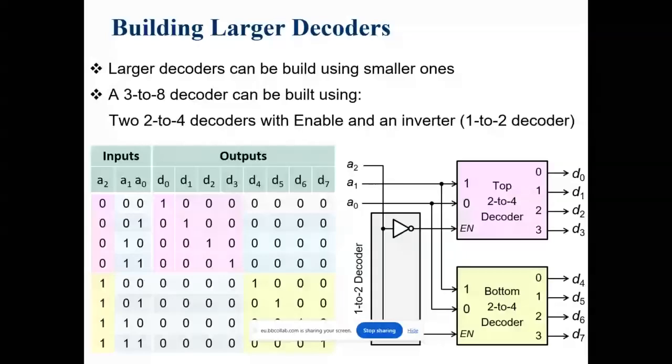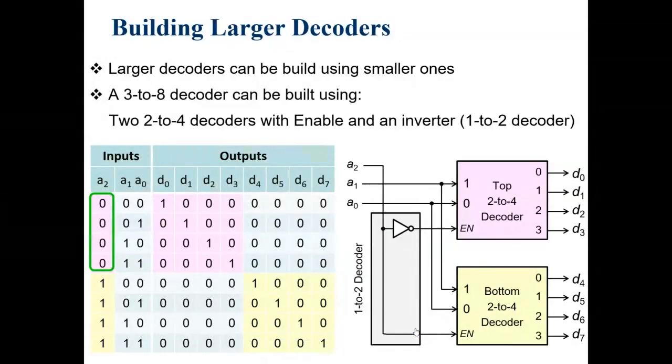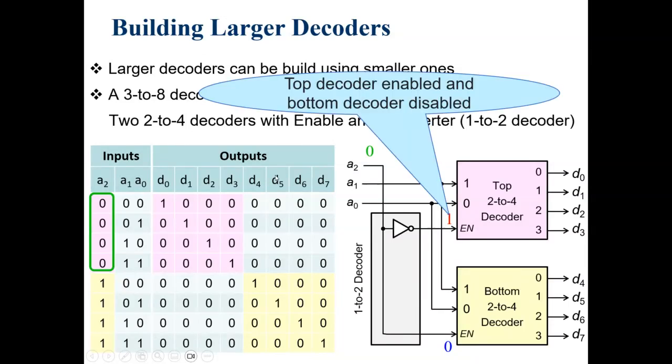Can you see here? Is the screen visible to you now? Yes, it's clear. Okay. Now when A2 is equal to 0, please look at the green color. So A2 is now 0, so this decoder will be enabled. Top decoder is enabled, and the bottom decoder is disabled. When the bottom decoder is disabled, D4, D5, D6, and D7 will be all zeros. Got it or not got it?